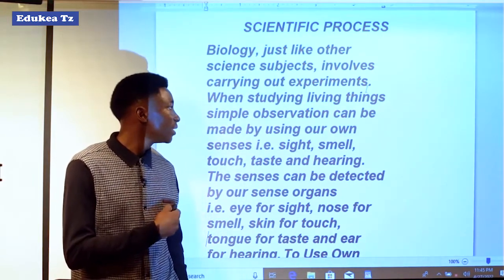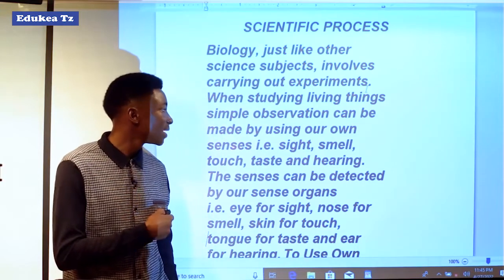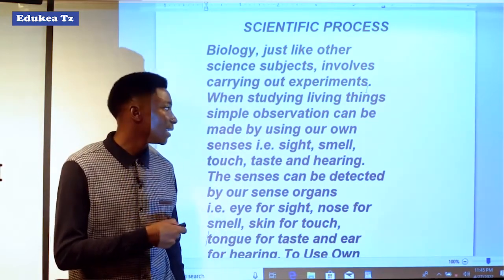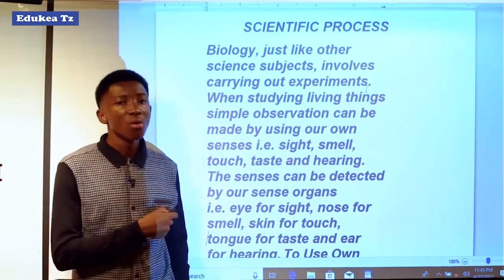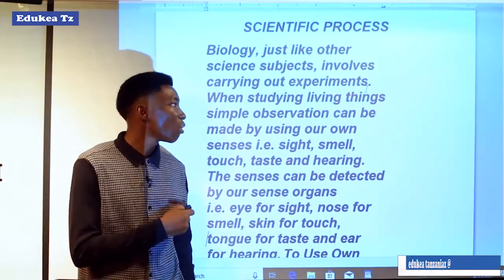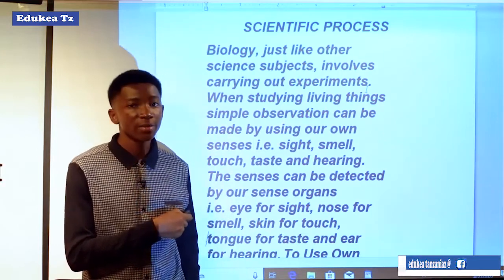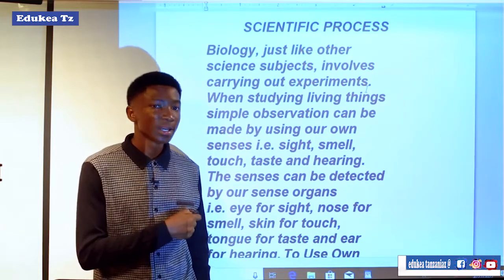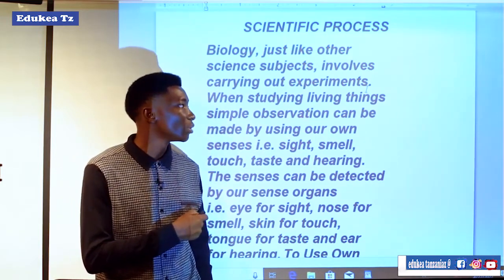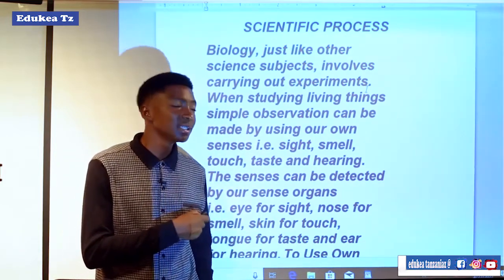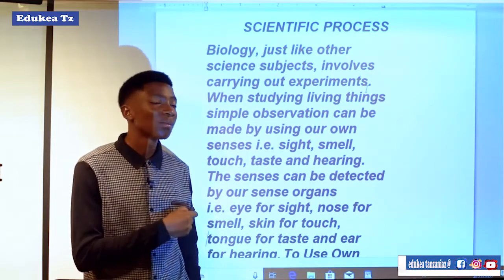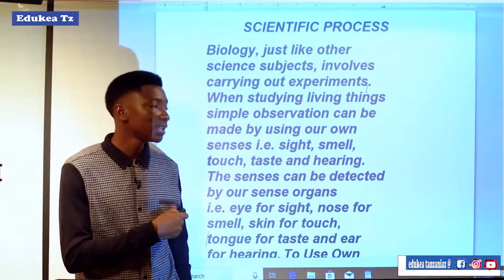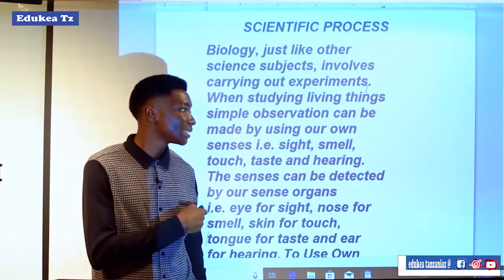Simple observation can be made by using our own senses, such as sight, smell, touch, taste, and hearing. These are simple observations, the way you can observe something before you do the experiment. In biology there are experiments or practicals you may do by observation: sometimes you can see, you can sense, you can smell.